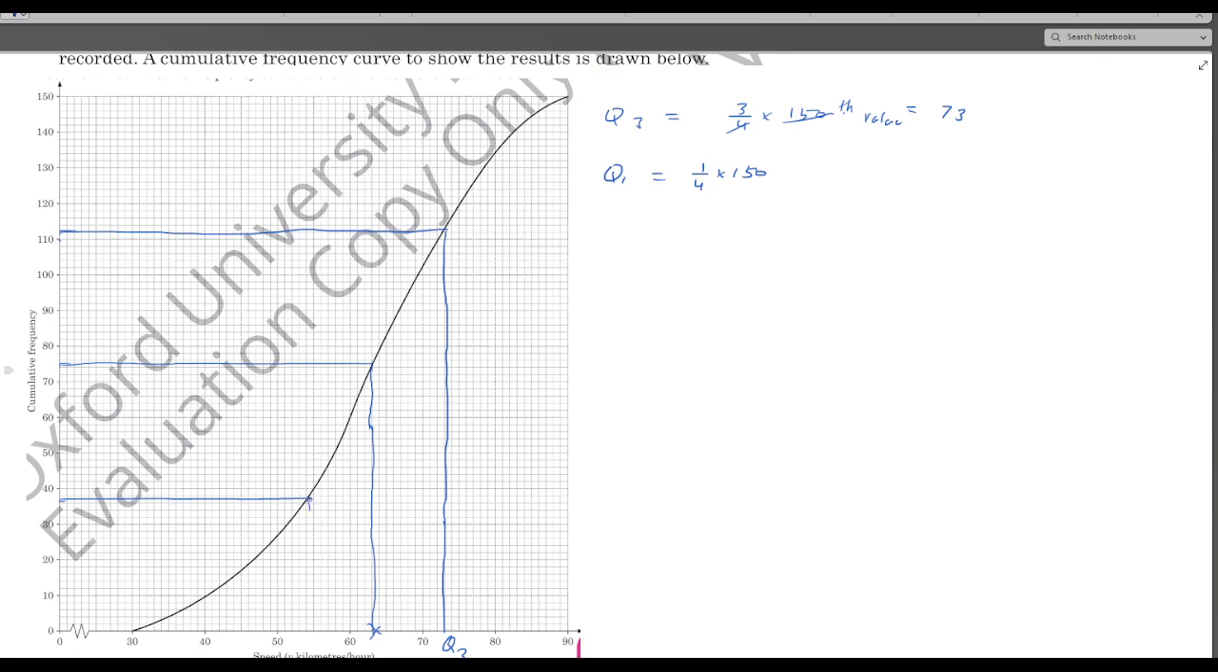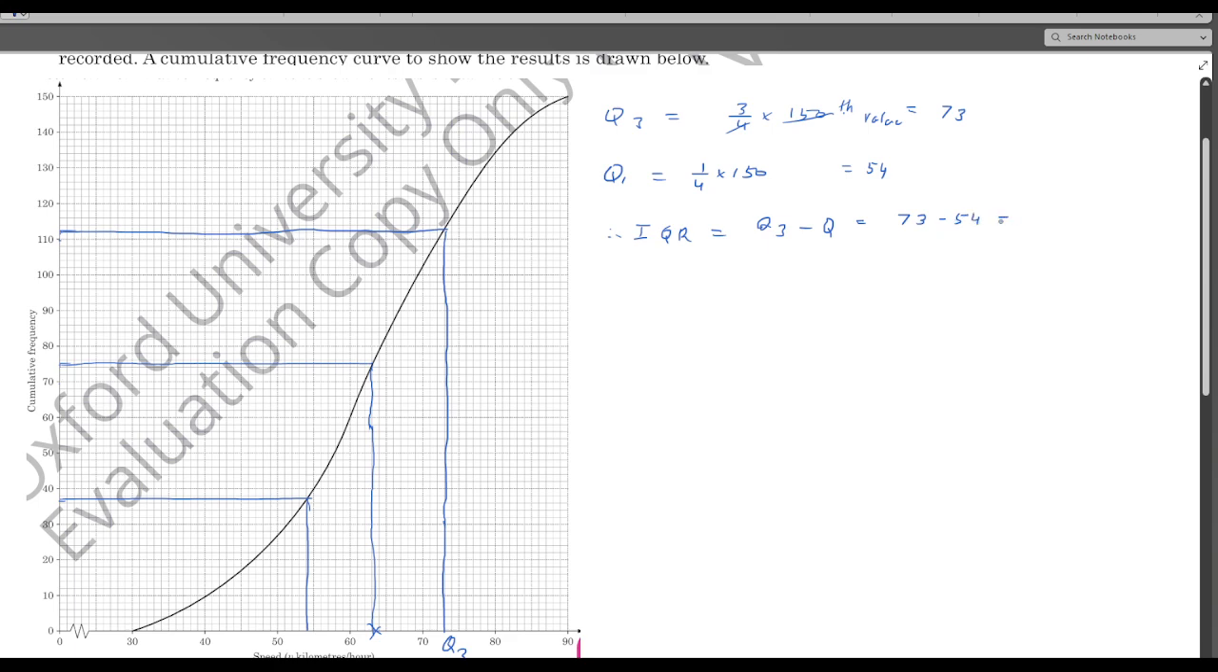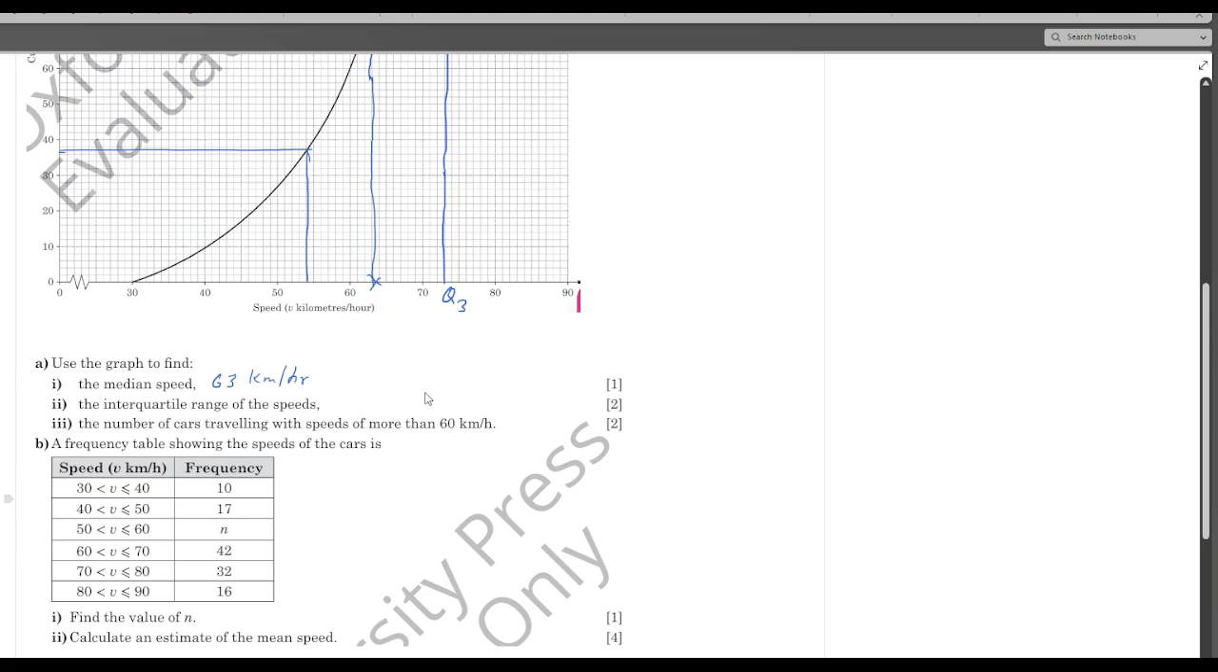From this point, if I draw a vertical line, it is 51, 52, 53, 54. Q1 is 54, and therefore your interquartile range, which is Q3 minus Q1, equals 73 minus 54. So 13 minus 4 is 9. 6 minus 5 is 1. The interquartile range is 19.